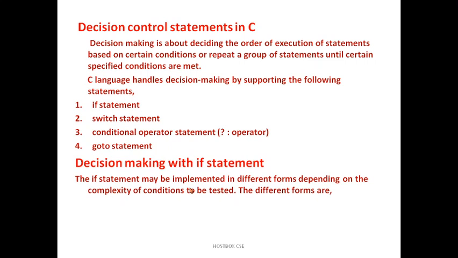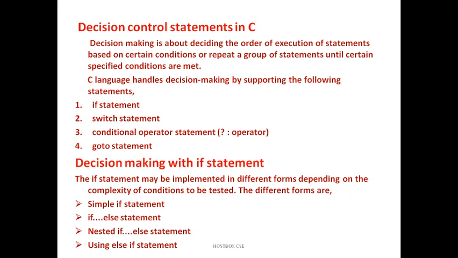The if statement may be implemented in different forms depending on the complexity of the conditions to be tested. What are the different forms or types of if statement? They are the simple if, the if else statement, the nested if, and the if else if statement. These are major concepts, and in future if you want to understand placement papers or technical C, these are fundamentals you have to remember. We will see the syntax of each, why we need it, and how it works.